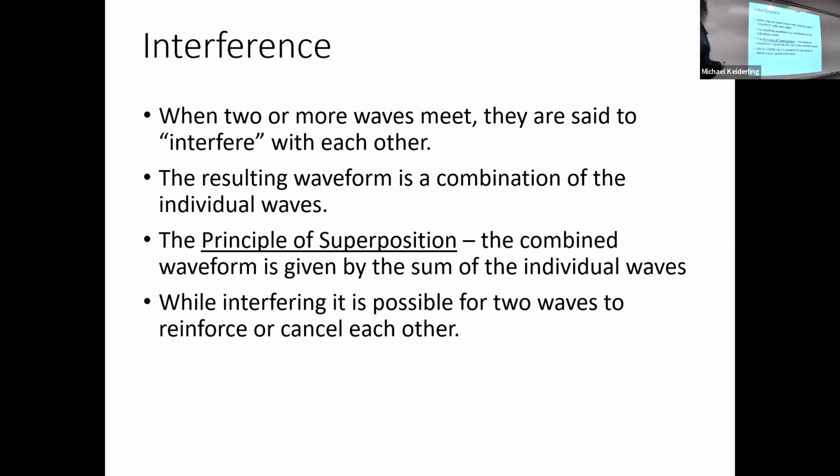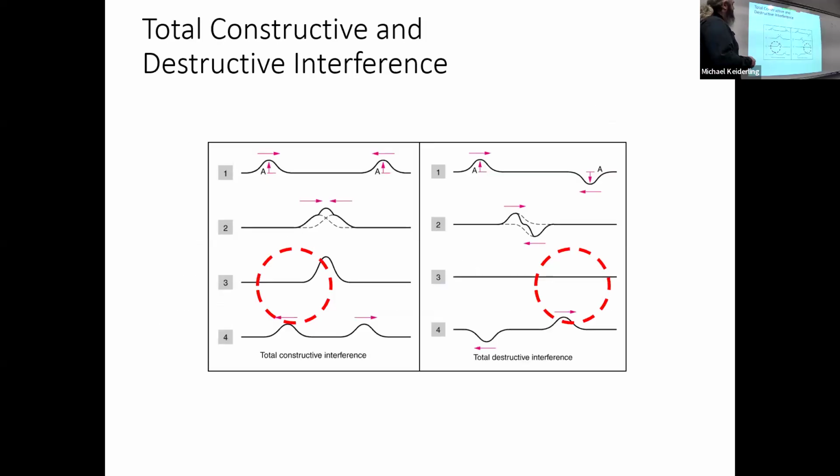When two or more waves meet, they add up, and they're said to interfere with each other. The resulting waveform is a combination of the individual waves. This is the principle of superposition. The combined waveform is given by the sum of the individual waves. And when interfering, it's possible for two waves to reinforce or cancel each other out. So here is reinforcing, here is canceling each other out. Sorry, the circles are slightly off.